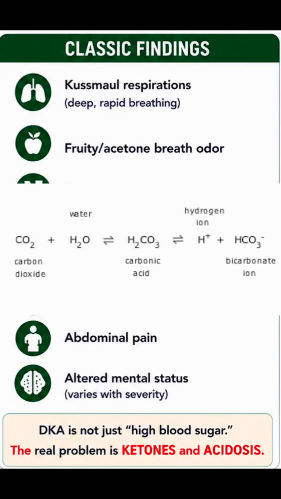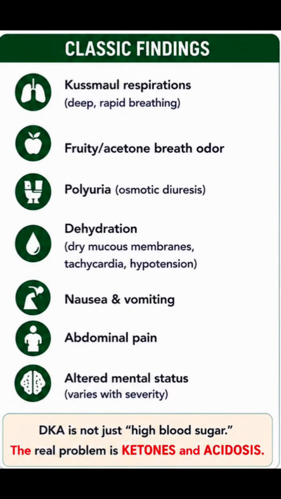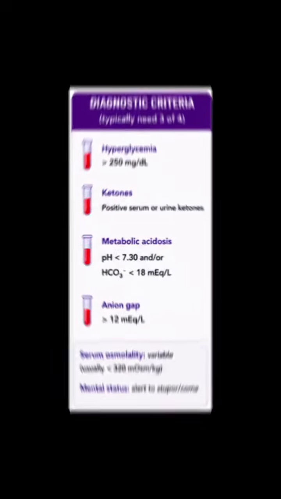We also talked about how dehydrated these patients are, right? And it's from the osmotic diuresis. So these patients are peeing a lot and they're very dehydrated. So you'll have dry mucous membranes. You might even have skin tenting. These patients can be tachycardic and hypotensive.